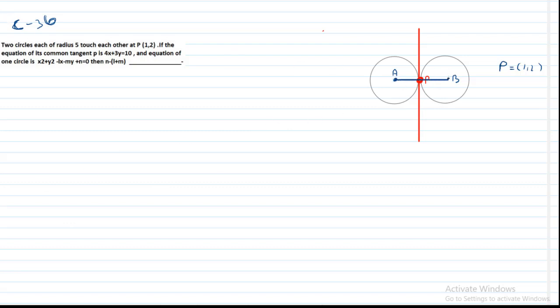Again, I want to read the problem. Two circles each of radius 5 touch each other at P(1, 2). If the equation of its common tangent at P is 4x plus 3y minus 10 equal to 0, the equation of this straight line, the red straight line. And the equation of one of the circles is x square plus y square minus lx minus my plus n equal to 0. Then find the value of n minus of l plus m.